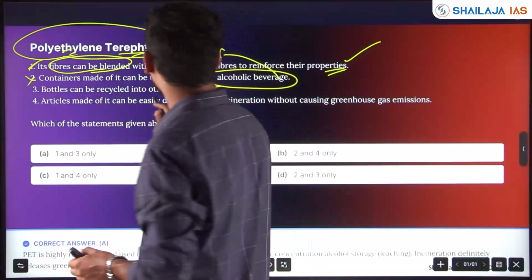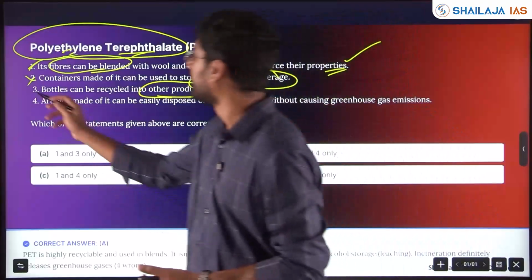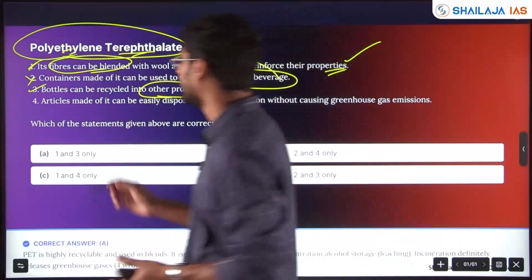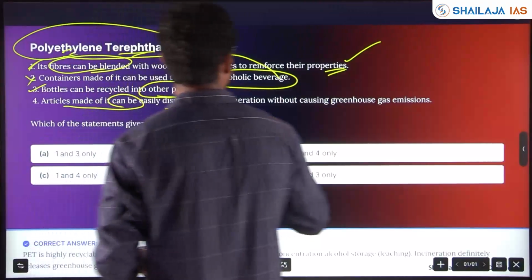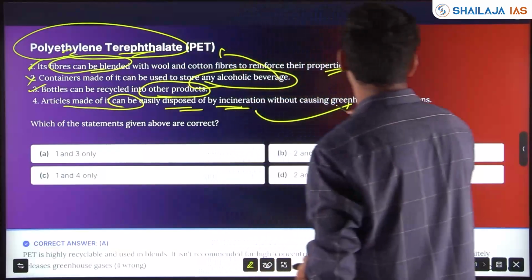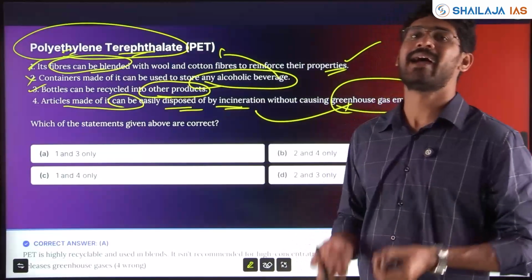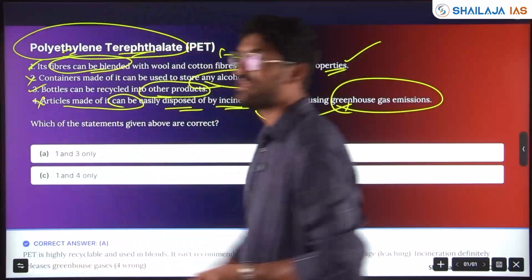Bottle can be recycled into other products. Yes, recyclable. Plastic recycling is a concept and is a trend. Article made of it can be easily disposed of by incineration without causing greenhouse gas emissions. Any plastic incineration will have CO2, will have its footprint. So statement 4 also is wrong here.